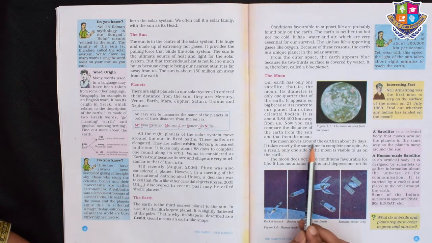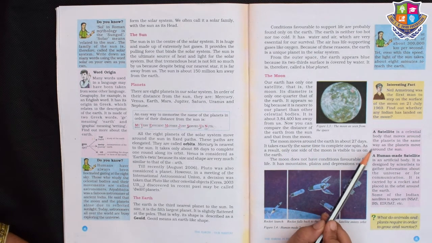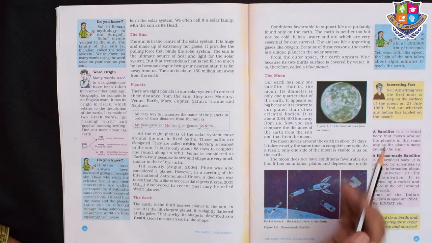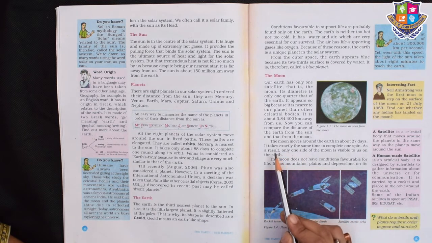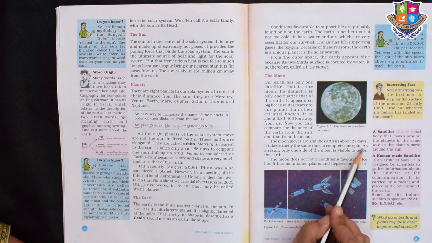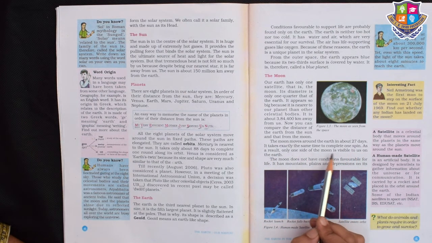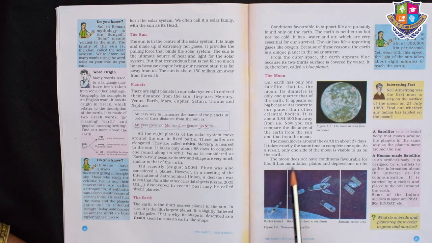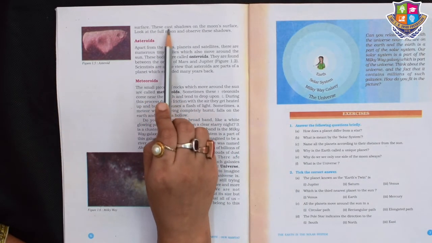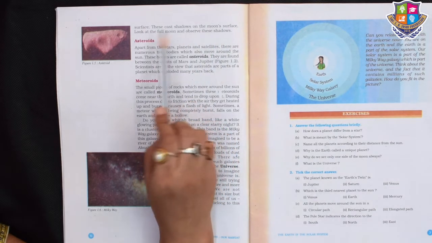The moon moves around the earth in about 27 days. So the moon takes 27 days to make one round. It takes exactly the same time to complete one spin. As a result, only one side of the moon is visible to us on the earth. The moon does not have conditions favorable for life. It has mountains, plains, and depressions on its surface. This casts shadows on the moon's surface.